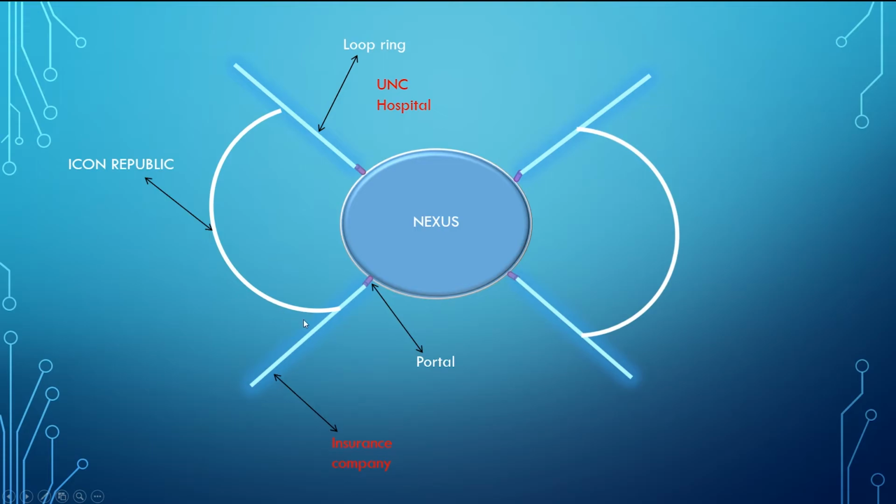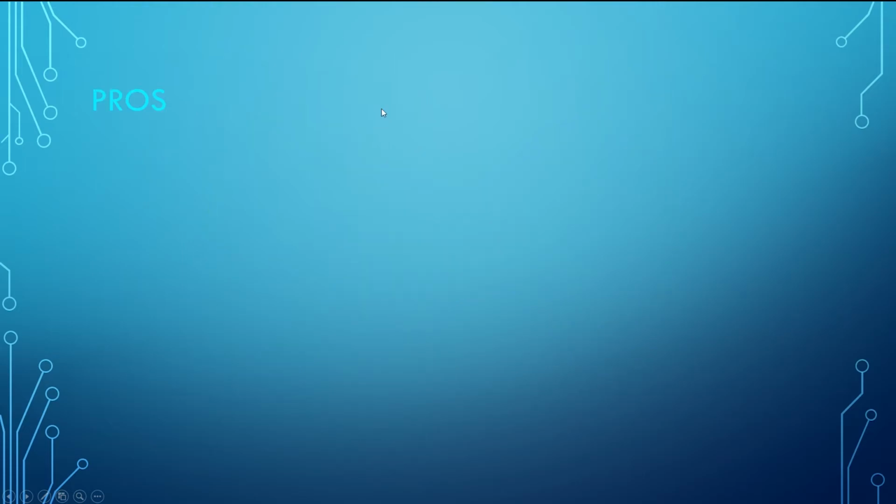And it goes to the insurance company's loop ring or private blockchain. Throughout this process, with the LFT, or loop ring fault tolerance, consensus mechanism, the information is validated through the Nexus and through the portals and whatnot. So basically, this is how the Icon ecosystem operates.